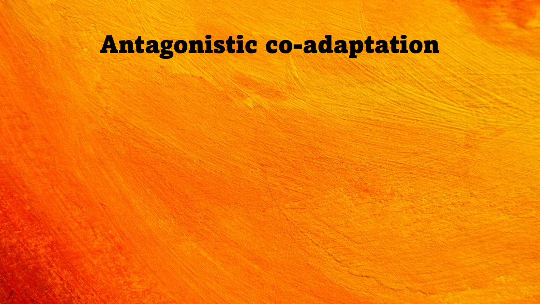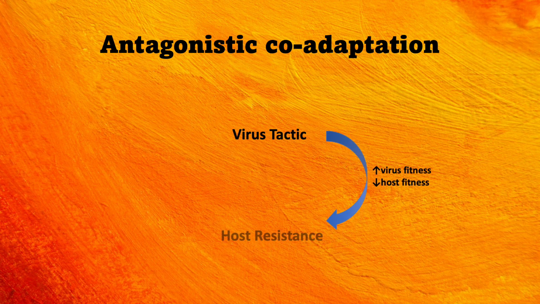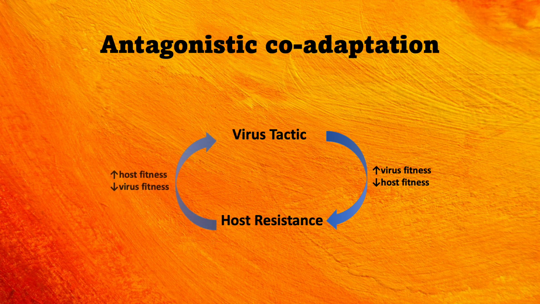Here's another way to visualize the outcome of a host pathogen arms race. Antagonistic refers to the fact that the interests of the host and pathogen oppose one another, and coadaptation refers to the fact that the adaptation in the virus causes adaptation in the host, and vice versa. An important thing to note here is we are dealing with two completely different types of adaptation.